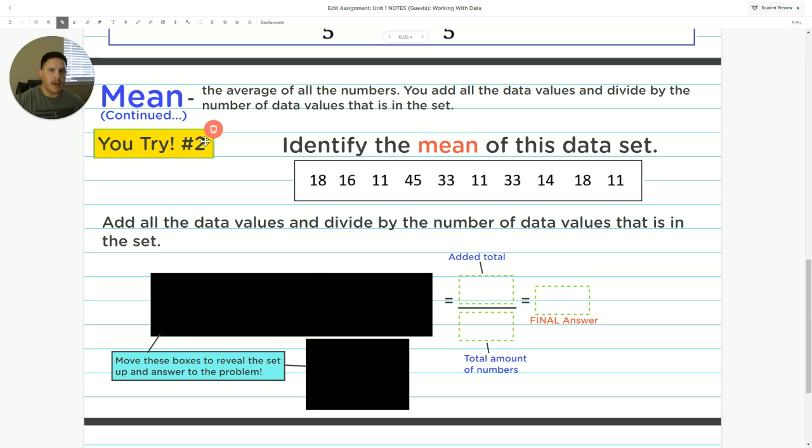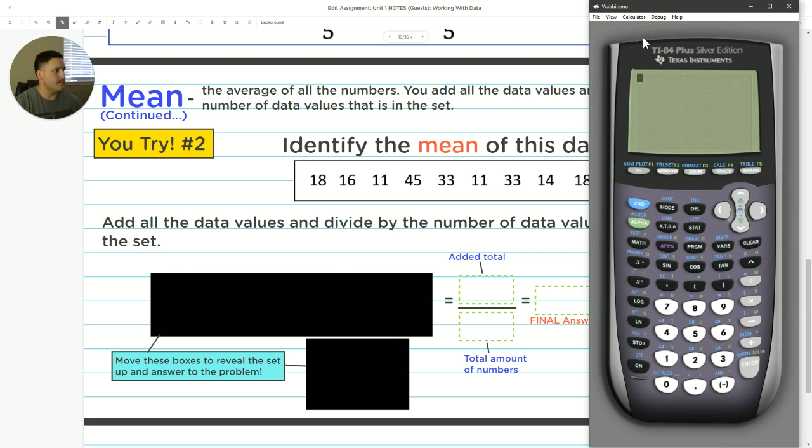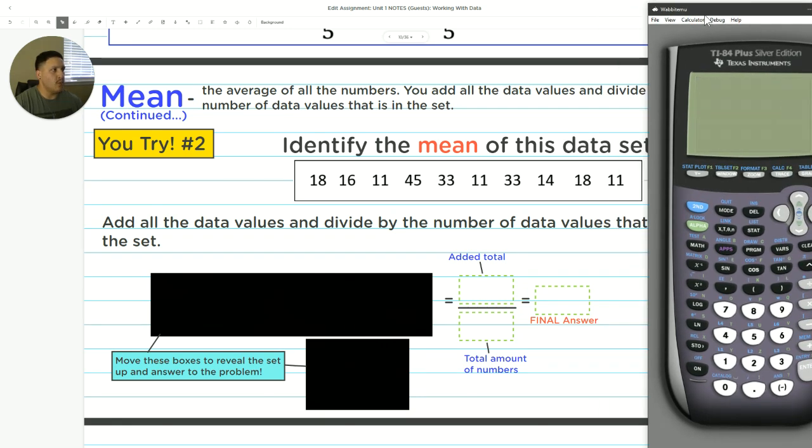Okay, so go ahead and pause the video. Otherwise, I'm going to continue on and show y'all how to do this. Since we're not worried at all whether these are in order or not, I'm just going to start from the first number and start adding them all together. So 18 plus 16 plus 11 plus 45 plus 33 plus 11 plus 33 again plus 14 plus 18 and plus 11.